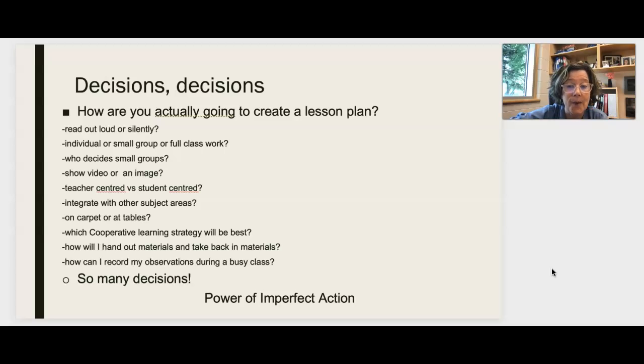So you just have to, like Betsy Potash says in the Power of Imperfect Action podcast, jump in. You have to make some decisions based on the knowledge that you have, and jump in and make those decisions and go for it, and then reflect and say, oh boy, if I was to do this next time, I would do it differently.